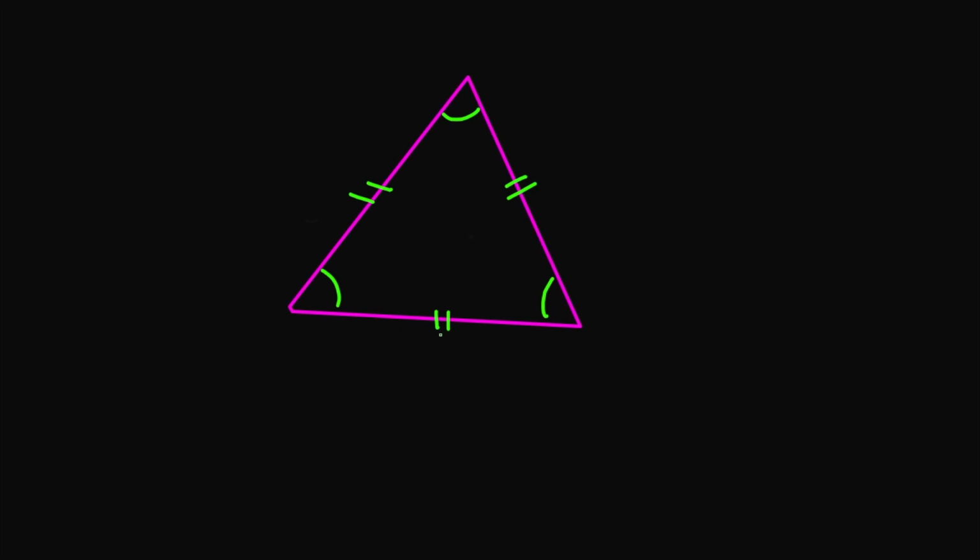Also, remember that the sum of the measures of the angles in your triangle will always be 180 degrees. So all of your angles inside your triangle have to equal 180 degrees. For an example, let's say I have this triangle here. We'll label this angle X, this will be Y, and this will be Z. So all of the angles inside your triangle have to equal 180 degrees.